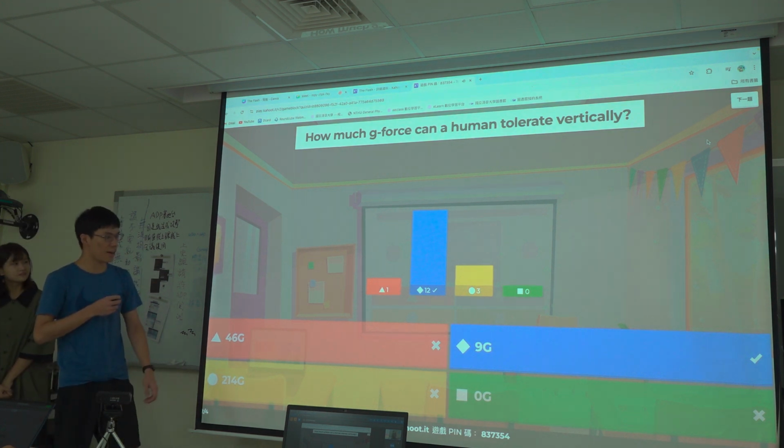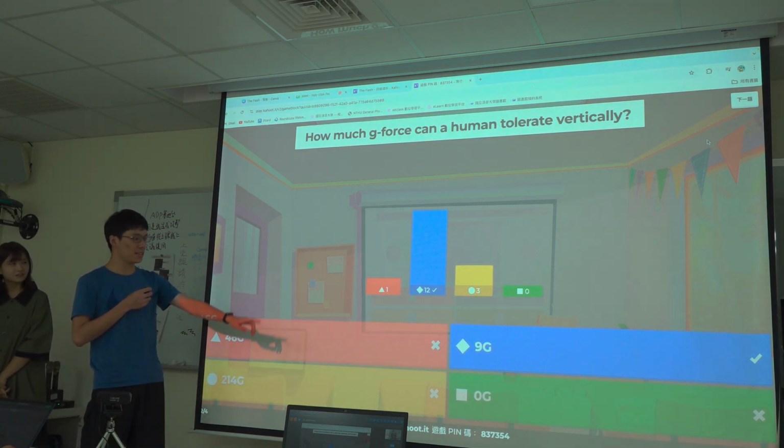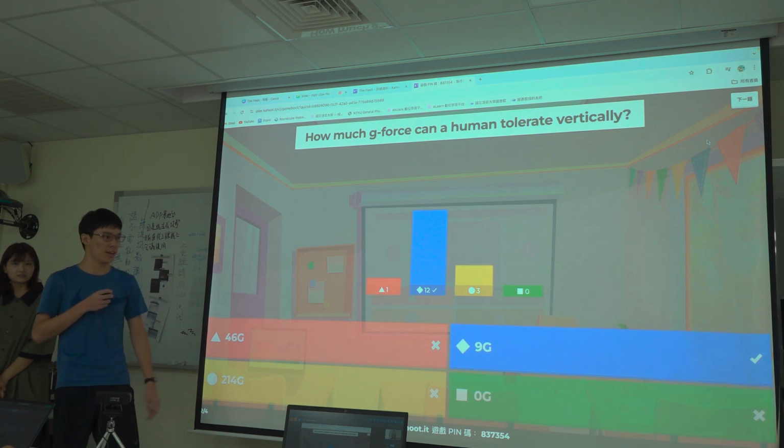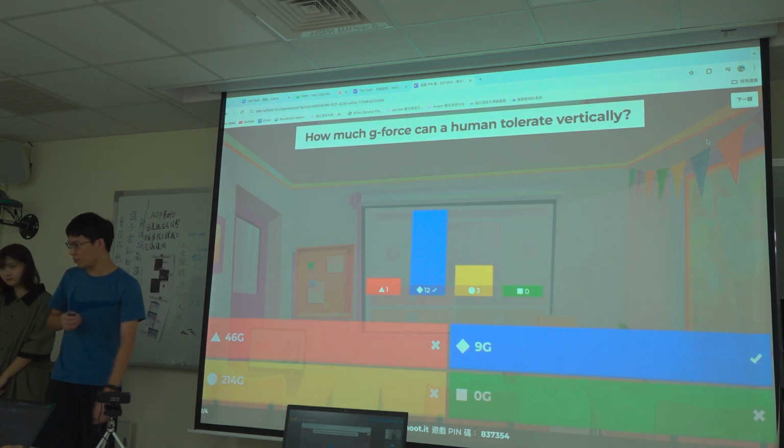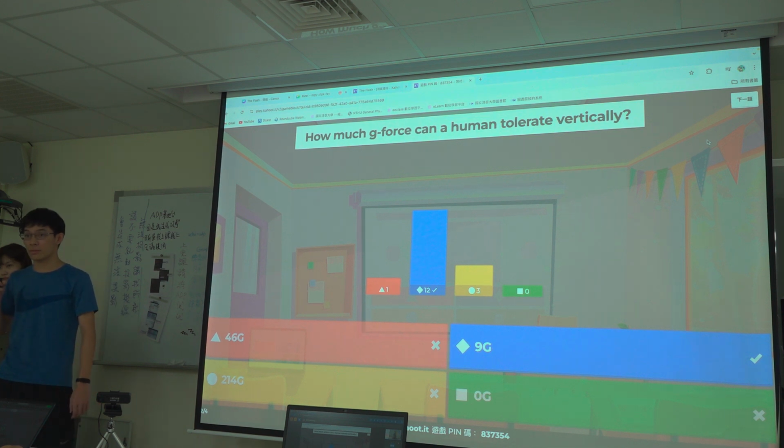So the reason why we can tolerate less G-force vertically is because when the force is parallel to our spine, our body is not good at handling it. Yes, like jet pilots can.